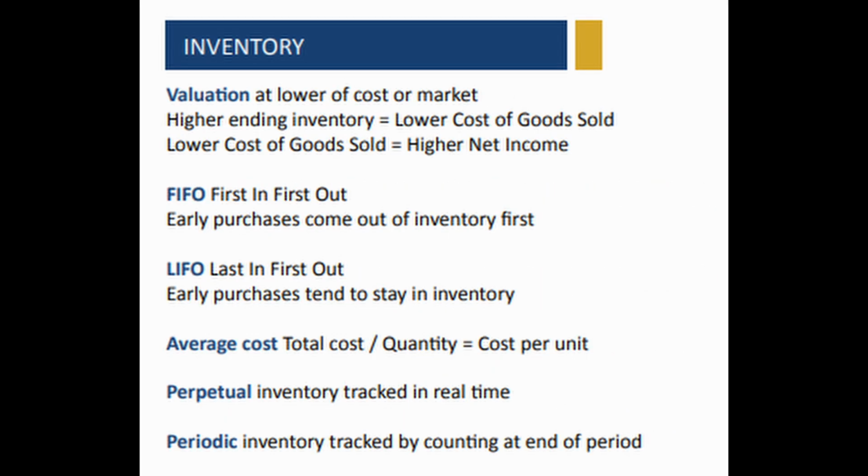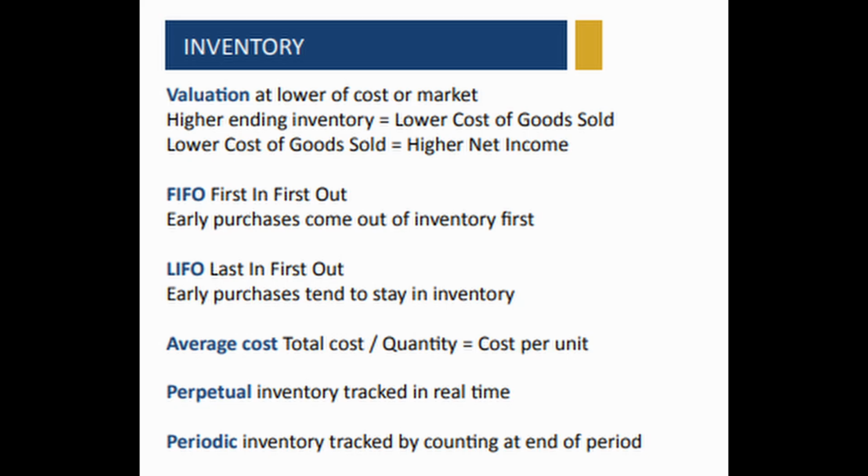Inventory systems. Inventory can be valued in different ways. The main rule is just record it at the lower of cost or market value. So higher ending inventory means lower cost of goods sold and higher net income. So they are inverses. Lower inventory means higher COGS and lower net income.